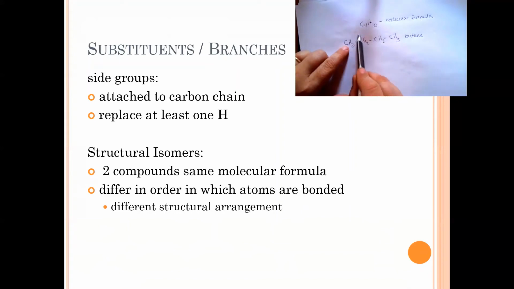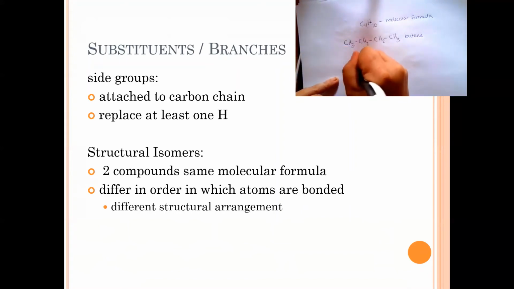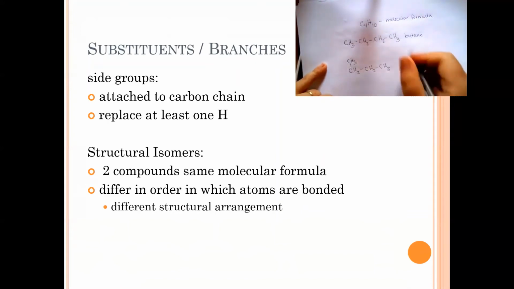If I just move this one up here, and I went like this and said, oh, I'm going to put a CH2 here and I'll put a CH3 up here. And then I'll do a CH2 and a CH3. This is still the longest chain, 1, 2, 3, 4. This is still butane. These 2 things are what we call conformations, okay?